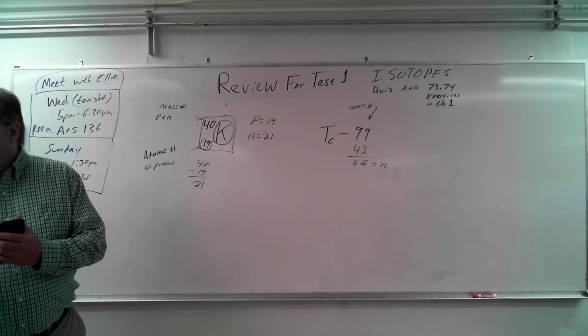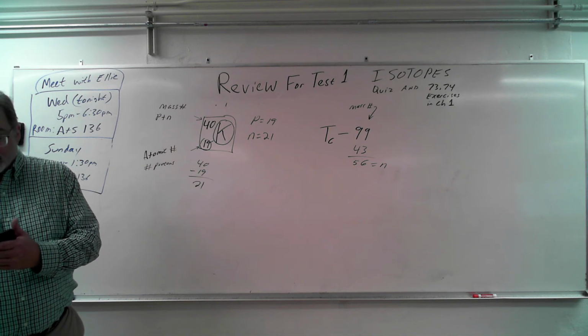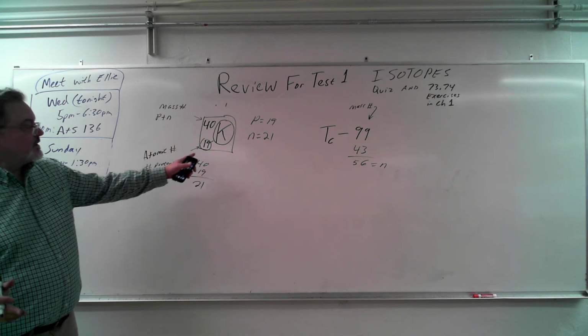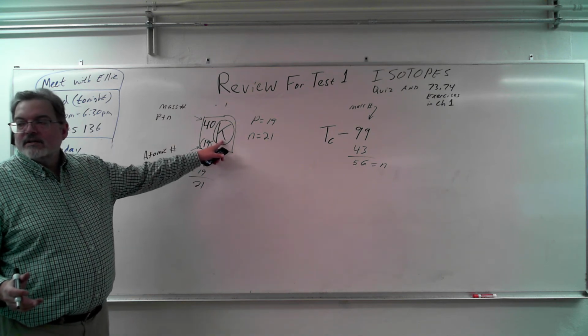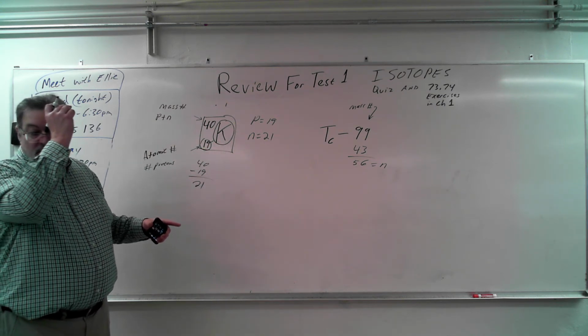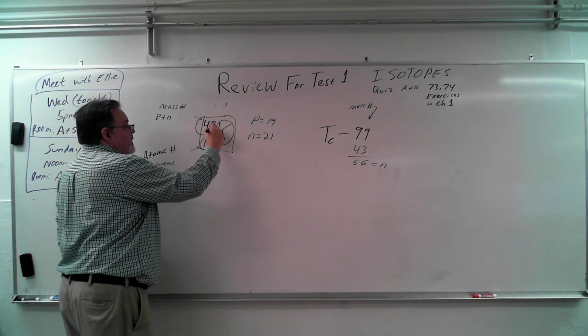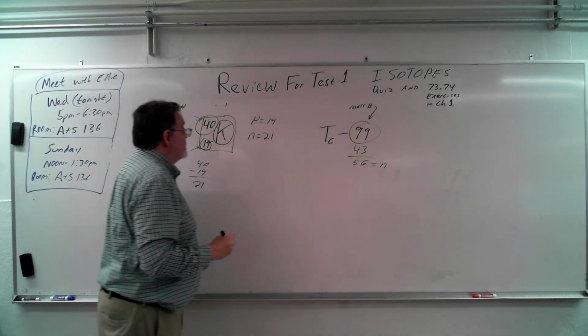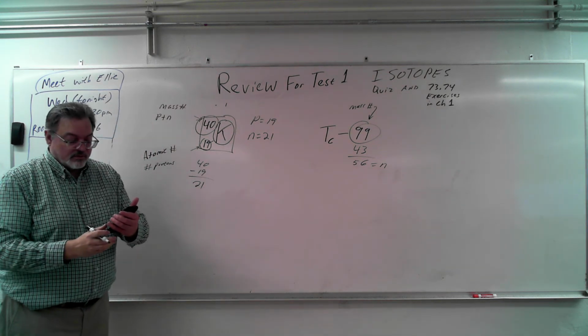That's all there is to these questions. You're just trying to figure out the number of neutrons. The number of protons are given. Once you see the symbol, you can look on the periodic table and find the number of protons. So this is protons plus neutrons. This is protons plus neutrons. Two different ways you might see those symbols.